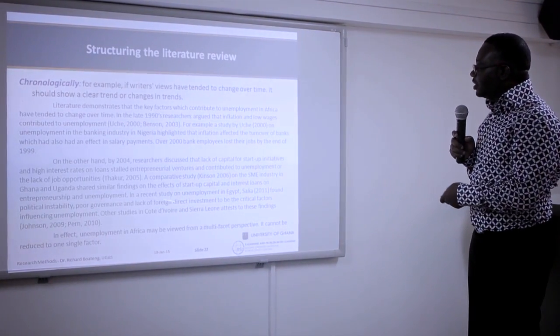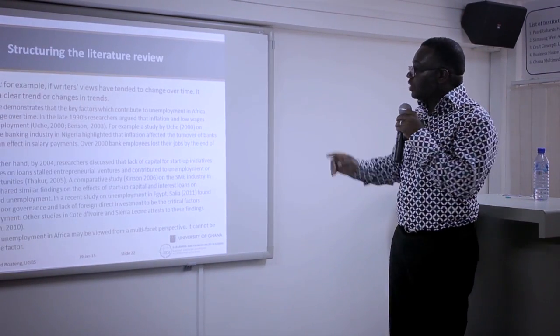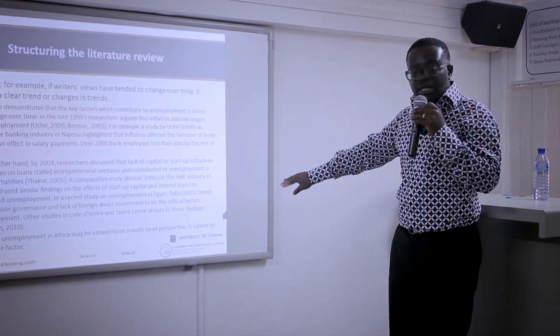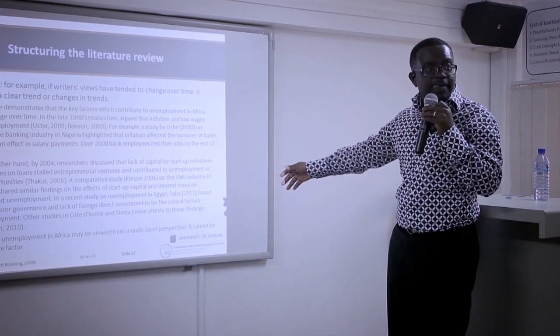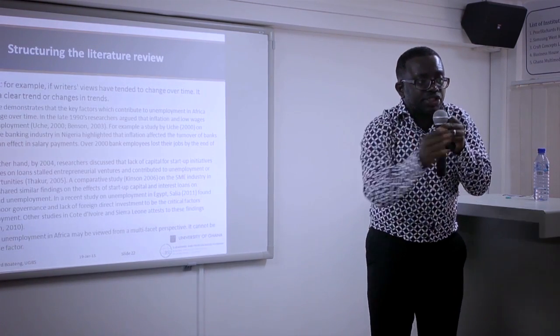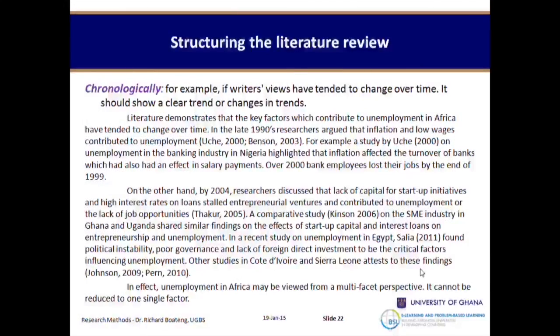But what happens here? You have three types of categorization of time. You have those from the late 90s, those from the early 2000s, and those from the current 2000s, that is, the recent times. What he has been able to do is to look at the factors that influence unemployment in each of the three blocks. So he says that, in effect, unemployment in Africa may be viewed from a multifaceted perspective. It cannot be reduced to a single factor. And this is true.